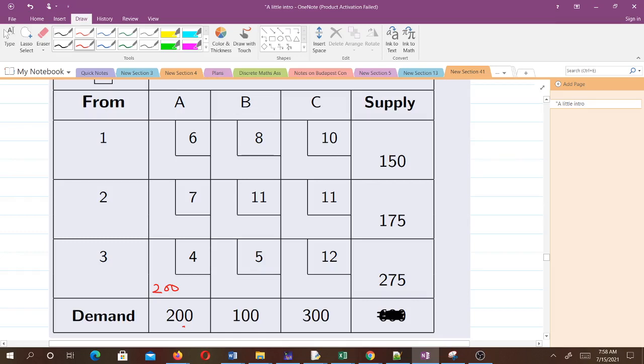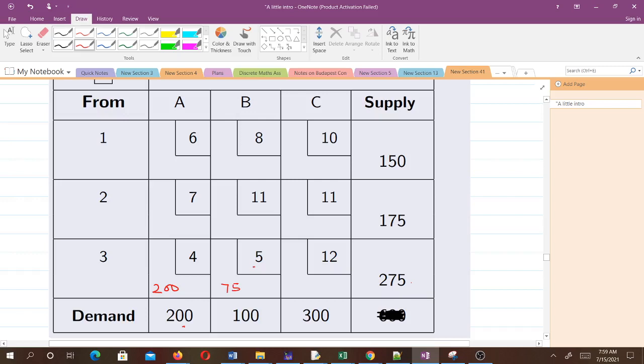Then we ask ourselves, what is the next least one? The next least one is 5. Because the supply here is 275, the highest that we can put here is 75.